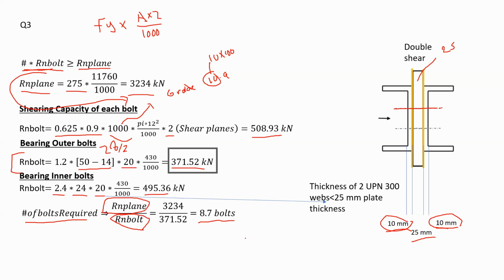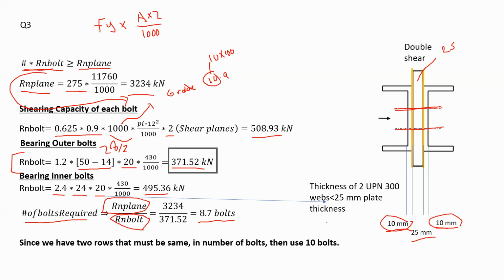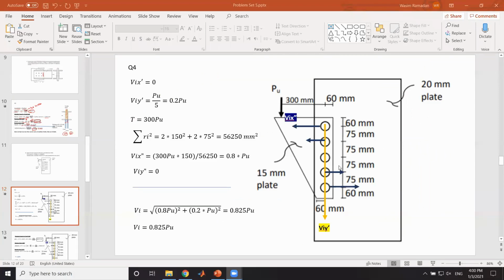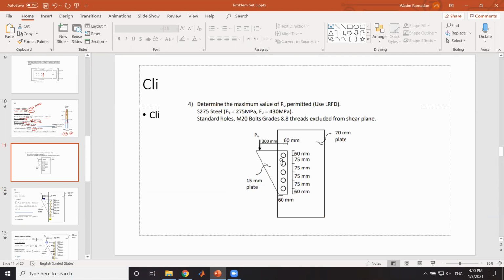And of course, since we need 2 rows of bolts, I will take 10 bolts. I will take an even number. So since we have 2 rows, they must be the same in number. Here and there, I will take 5 on top and 5 on the bottom. Okay. Now coming to the next problem we have in the problem set.